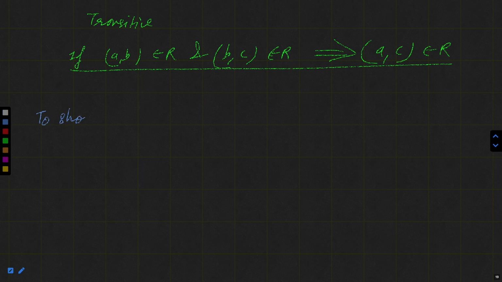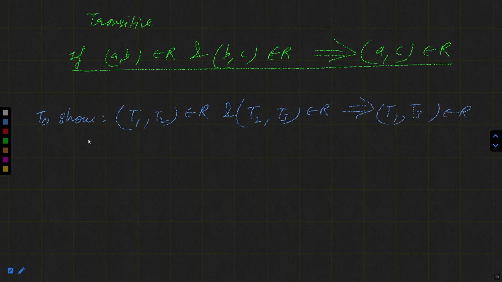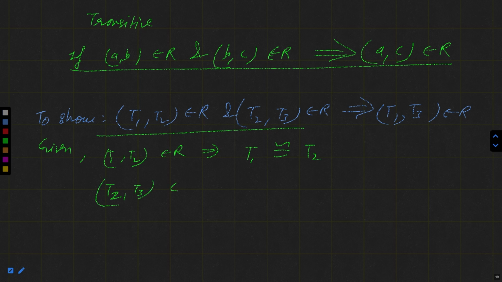Now to show that (T1, T2) belongs to R and (T2, T3) belongs to R means (T1, T3) also belongs to R. So what is given? (T1, T2) belongs to R, which implies that T1 is congruent to T2. And (T2, T3) belongs to R, which means that T2 is congruent to T3.